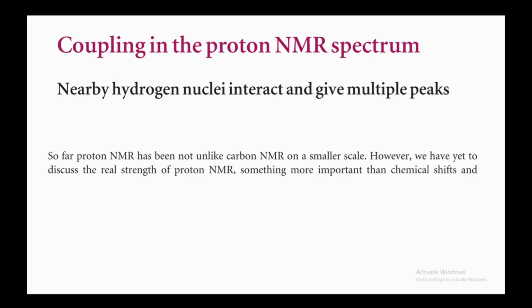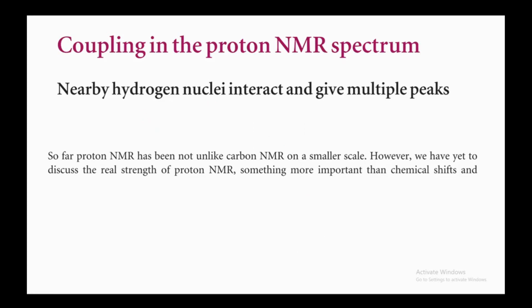Hello guys, in this video I'll be talking about NMR spectroscopy from the Clayden book. Previously I have made 3 or 4 videos regarding NMR spectroscopy, where I have discussed the basic definitions and fundamentals of NMR spectroscopy. But in this talk I'll be talking about coupling in proton NMR spectroscopy. So what is coupling and what are the factors that we should look for in coupling?